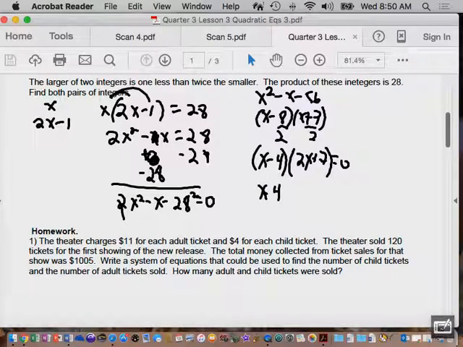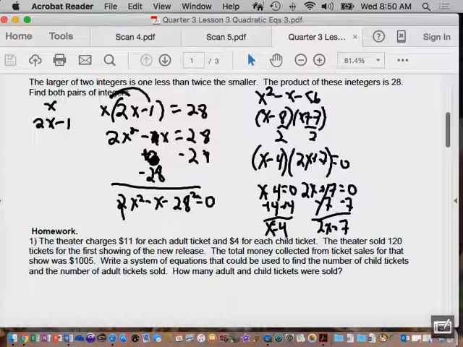Maybe it's the guy on the left. Maybe, just maybe, it's the guy on the right. Add 4, x equals 4. Minus 7, divide by 2.